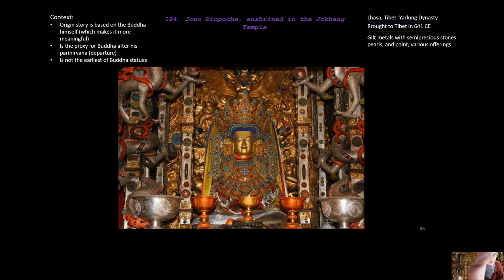And the notion that this statue is based on the Buddha himself. The idea is that the statue was made in his likeness, and the statue is his proxy, like it stands in for him. So when you're visiting the statue, you're actually visiting Buddha. And this statue became the Buddha, or stands in for the Buddha, from the point where the Buddha made his departure into nirvana, into the afterlife.